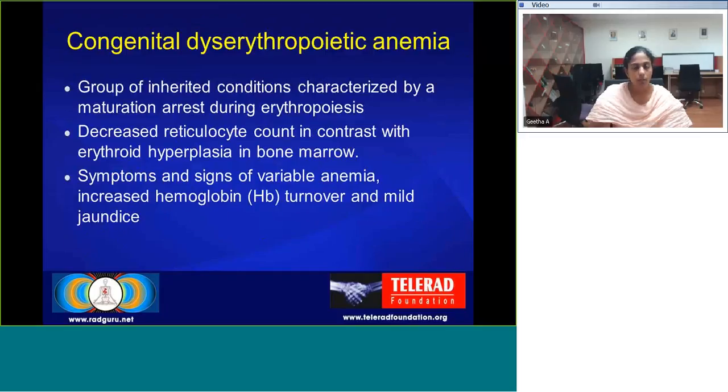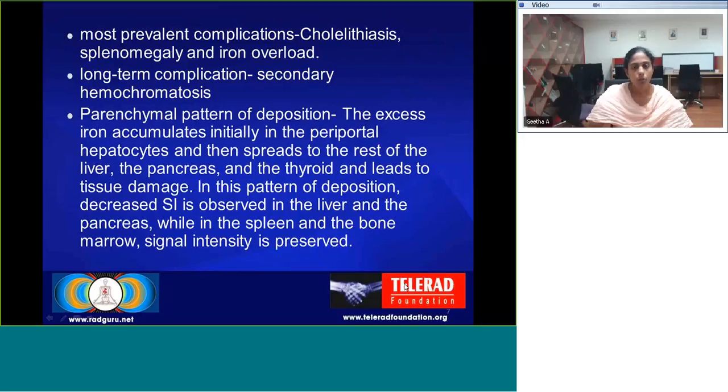Starting with the red blood cell disorders, congenital dyserythropoietic anemia is a group of inherited conditions characterized by maturation errors during erythropoiesis. Decreased reticulocyte count is seen in contrast with erythroid hyperplasia in the bone marrow. The symptoms and signs are of variable anemia, increased hemoglobin turnover, and mild jaundice. The most prevalent complications are cholelithiasis, splenomegaly, and iron overload.